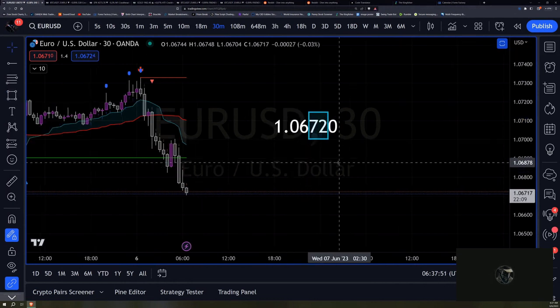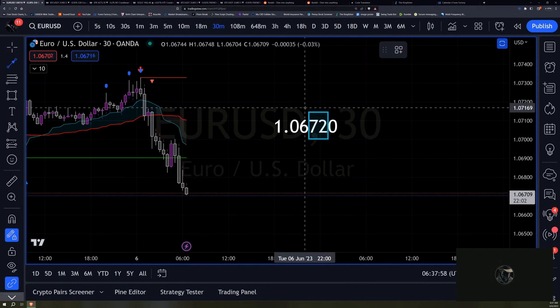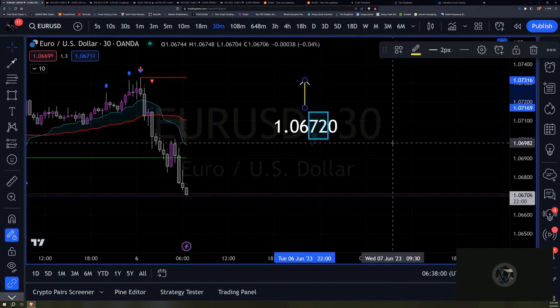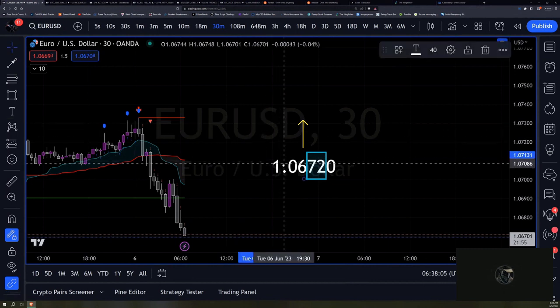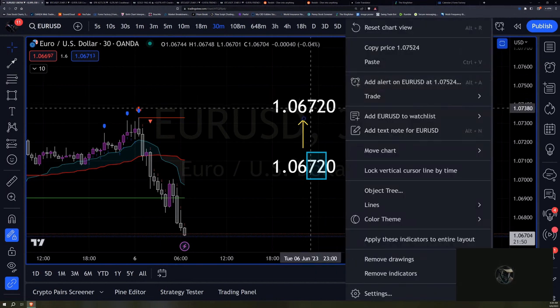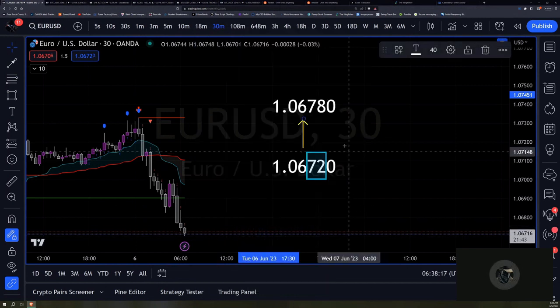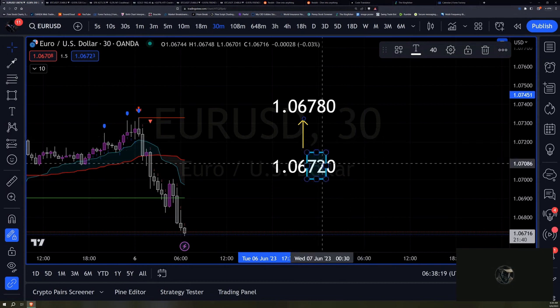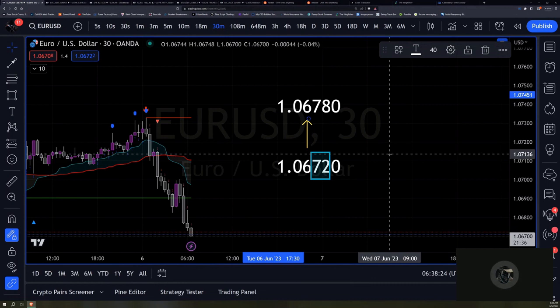So in this case, if the price went up to, say, 1.06780, right? Let's go ahead and just copy this. If the price rose a few ten-thousandths to 1.06780, you're now looking at an increase of 6 pips. So 72 to 78 is 6 pips. Okay. So why are pips important in Forex?